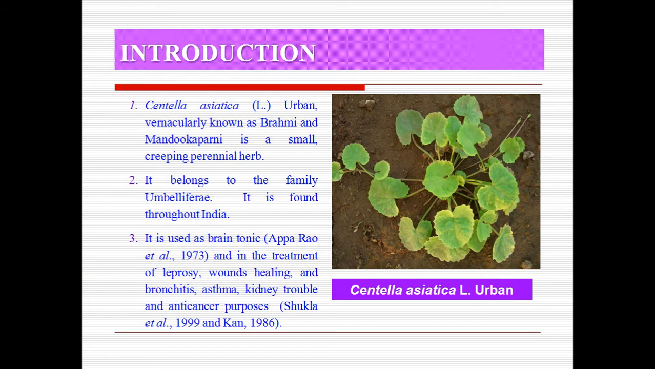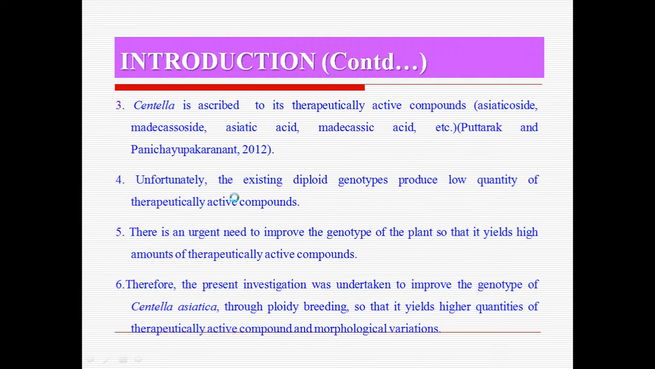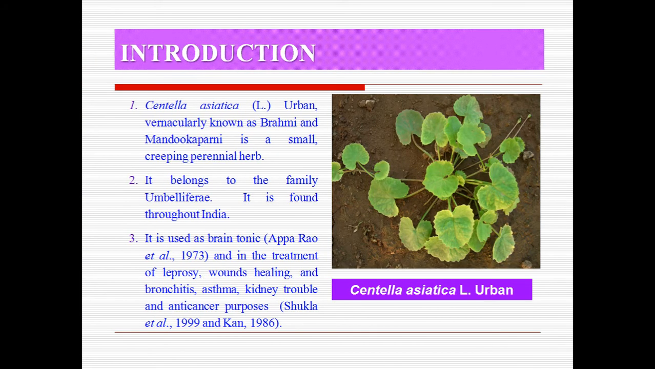Centella asiatica is one of the important medicinal plants, vernacularly known as Brahmi or Mandukparni. It is a small and creeping perennial herb. You can observe the habit of the Centella asiatica medicinal plant. It belongs to family Umbelliferae and is found all over the world, including India.